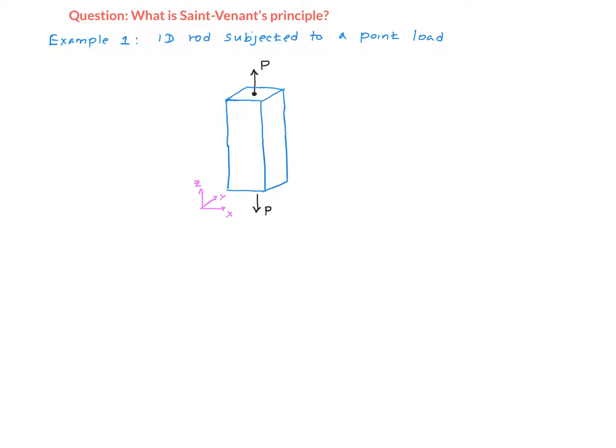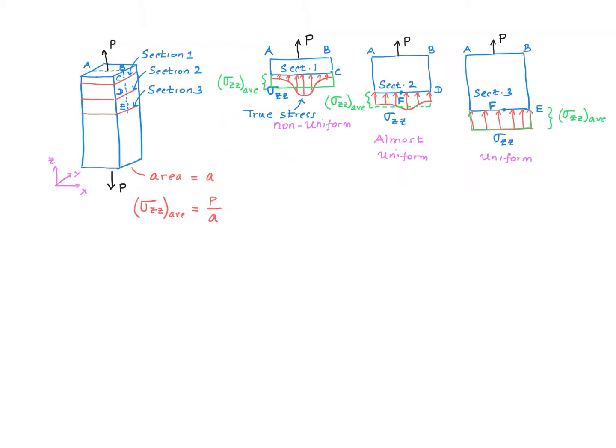It's almost impossible to spread the load throughout the cross-section uniformly. It's going to be usually applied at a certain point, or maybe a very, very small area. Now, given this, what about the stress distribution inside this one-dimensional rod? Let's define a Cartesian coordinate system, x, y, z, like shown in this picture here.